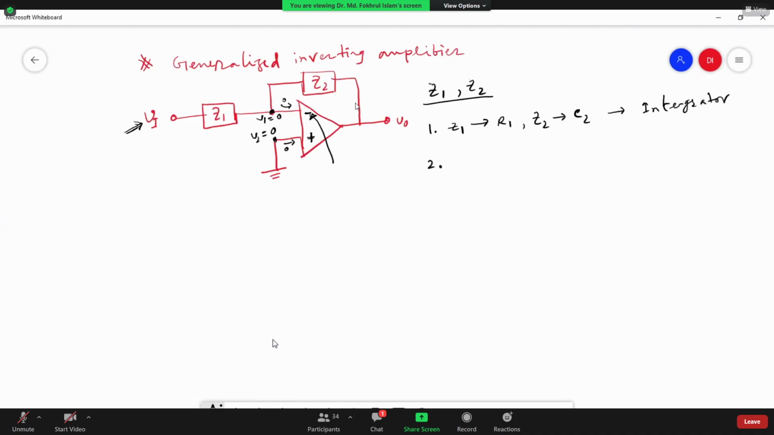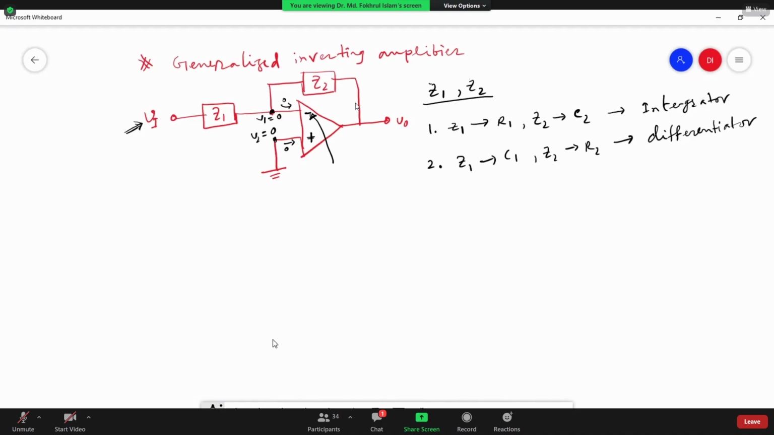Number 2, if you replace Z1 by C1 and Z2 is R2, then it will be a differentiator circuit.